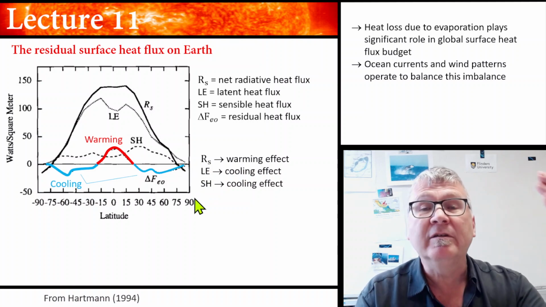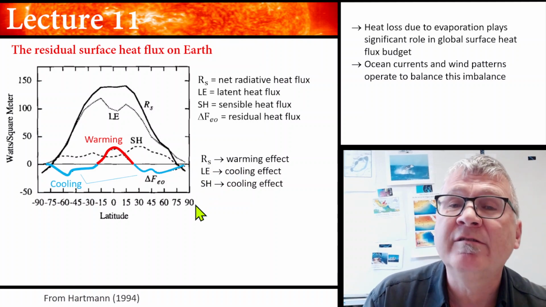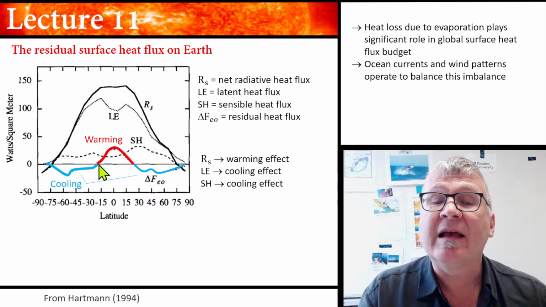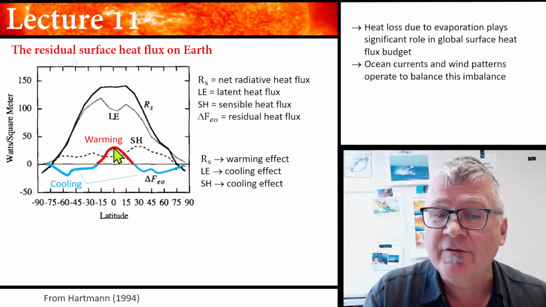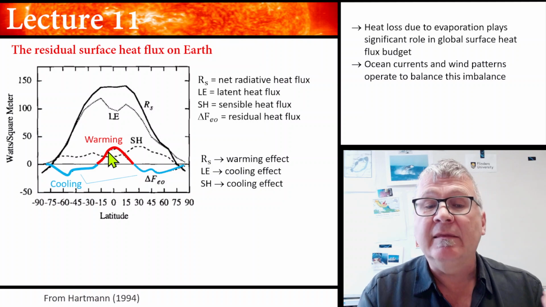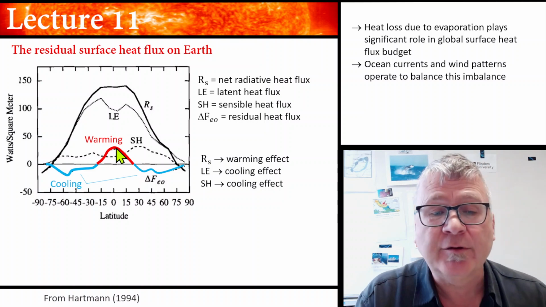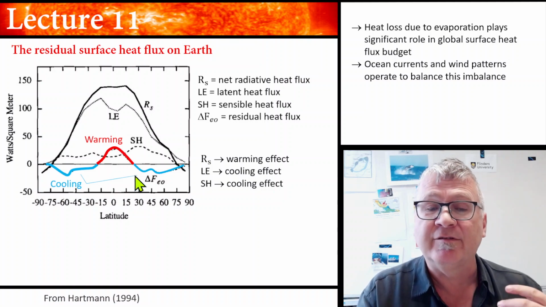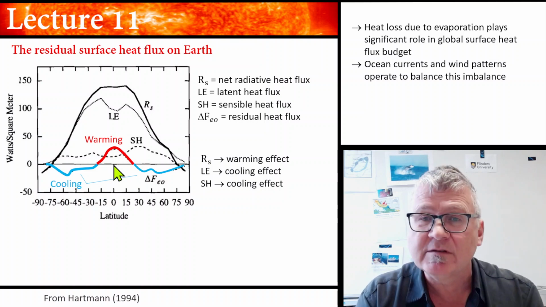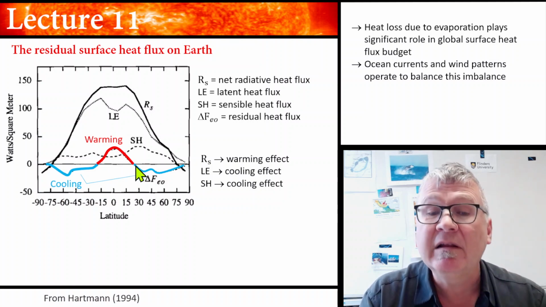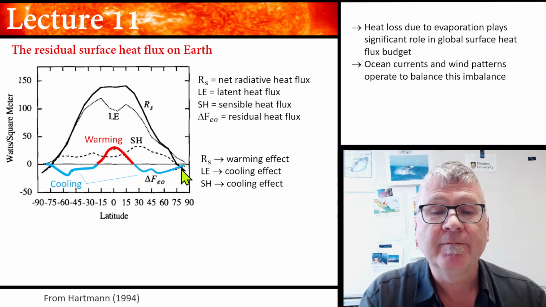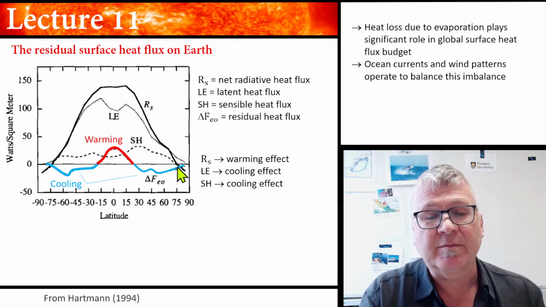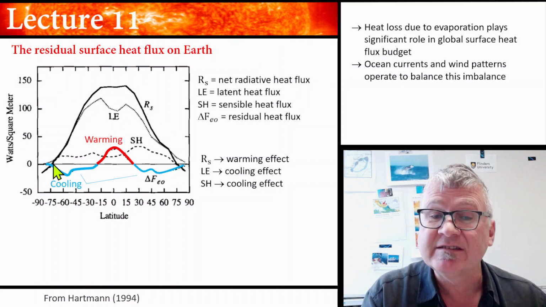Now if you put all these terms together and you work out what is your net surface heat flux, you get this curve here, which has a surplus, a warming effect, in the tropical near equatorial regions, say from 20 degrees south to 20 degrees north. This is where you get a surplus, a warming effect. And at mid latitudes, you have a cooling effect, between 20 and something like 70 degrees north and south.